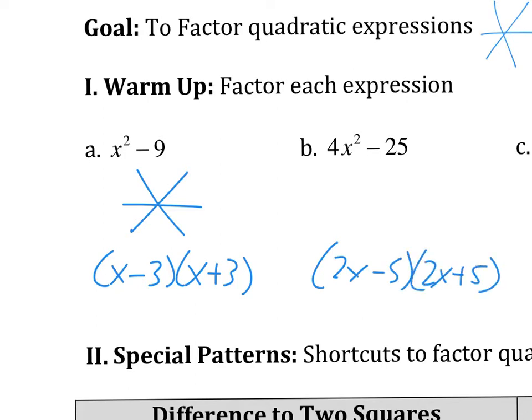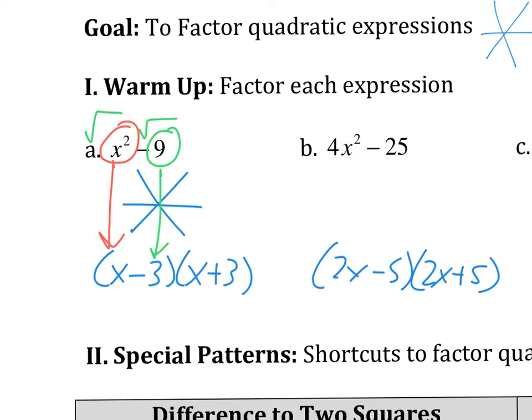Now, let's consider a pattern. How do I get from this right here to that right there? How do I get from my second term here, the 9, to a 3? What operation do I do? Square root. So here is the key that you recognize.